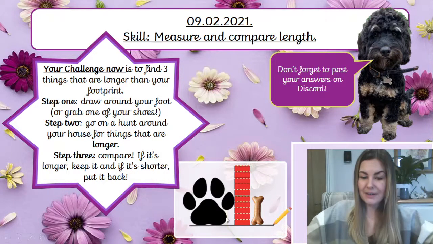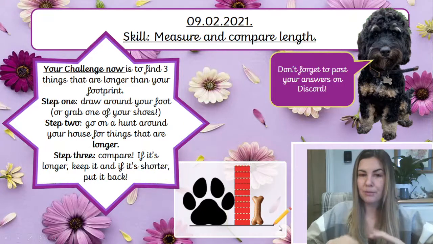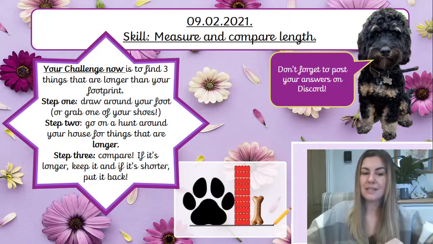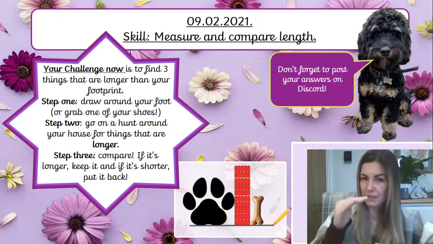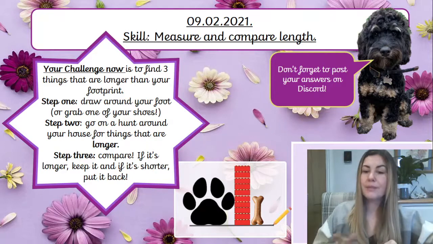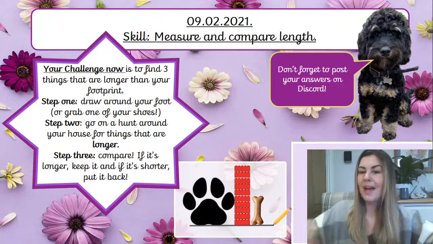Remember that line that we drew is really important. Put both of the objects on there so you can see. If it's longer, then you're going to keep it. But if your object is shorter than your footprint, put it back. And don't forget to put all of your answers on Discord.